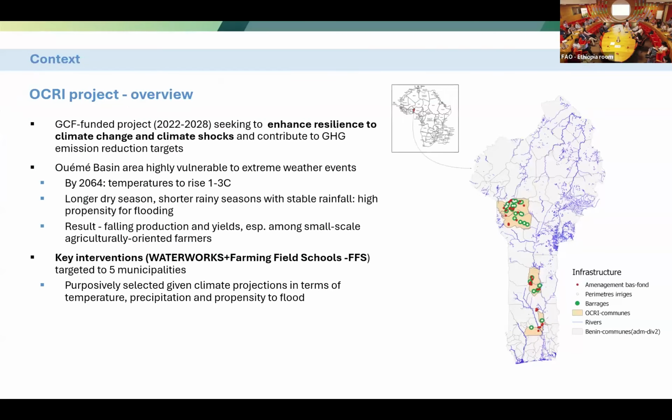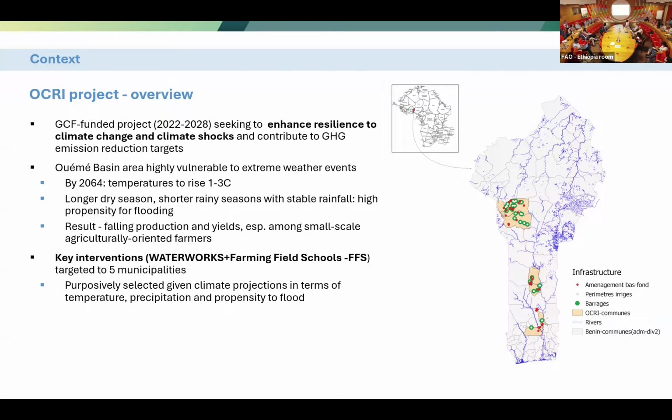This is the OGRI project. It's a Global Climate Fund project that seeks to enhance resilience to climate change and climatic shocks. The project chose this area because it's very prone to extreme weather events. The intervention is mostly about the construction of waterworks, or water infrastructure. The second big component is the construction of Farmer Field Schools.